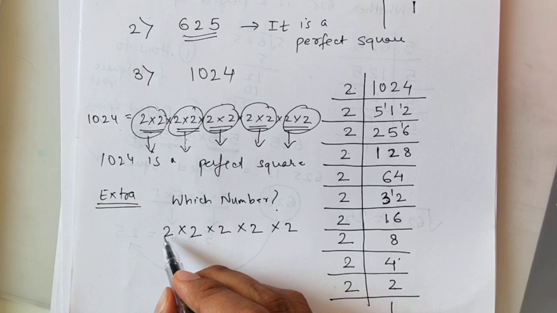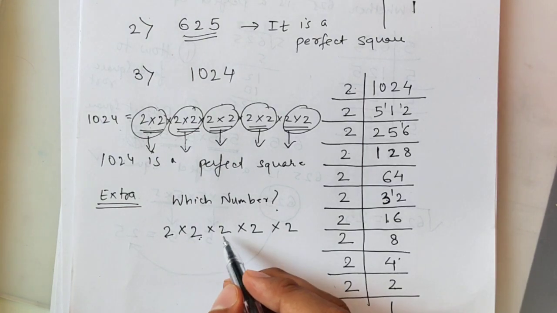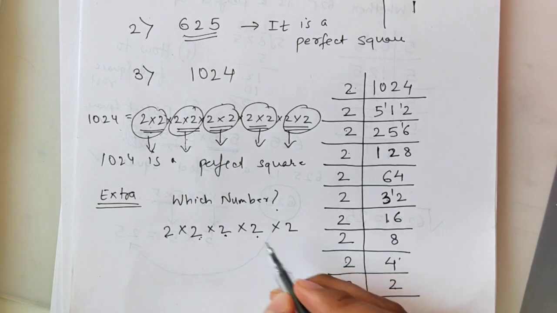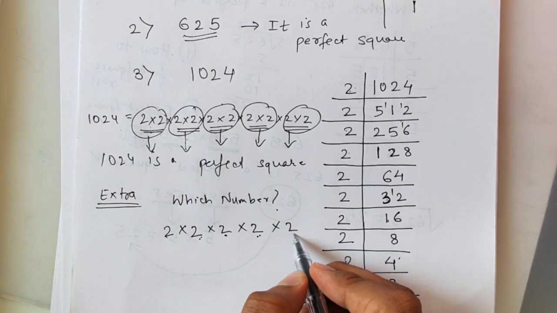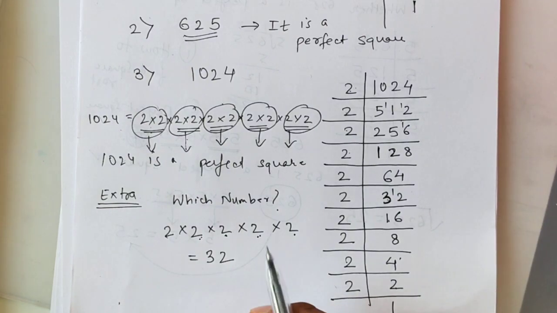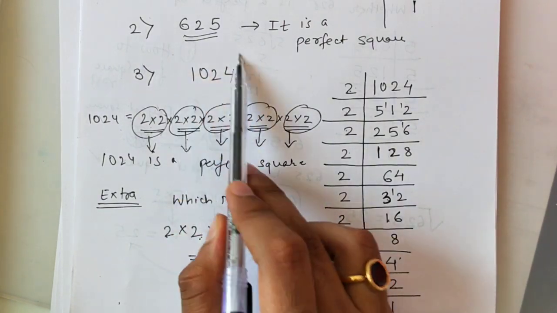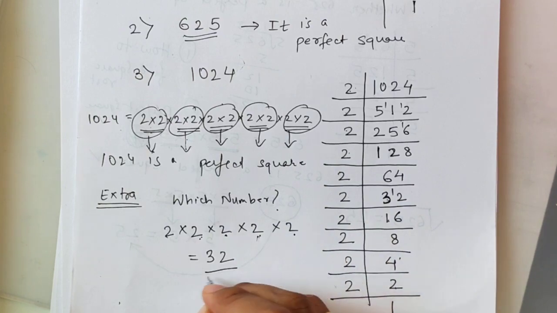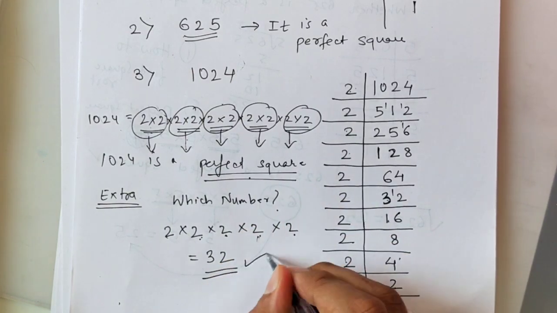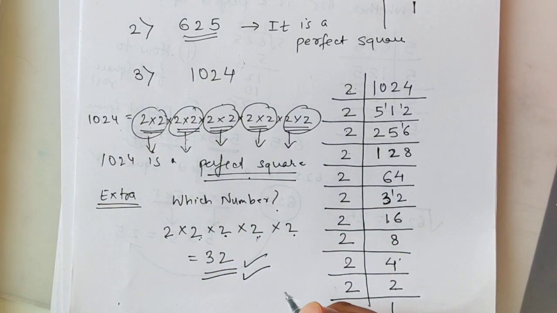So let's multiply them. 2 into 2 is 4. 4 into 2 is 8. 8 into 2 is 16. 16 into 2 is 32. So the answer here is 32. That means 1024 is a square of 32. Okay, it is a perfect square and is a perfect square of which number? The number is 32.